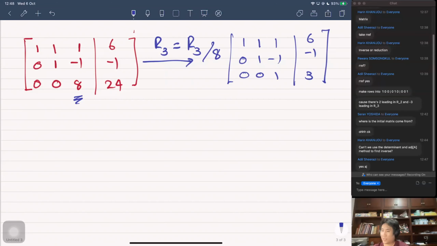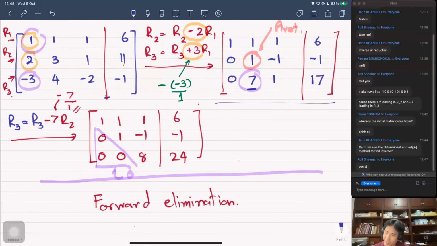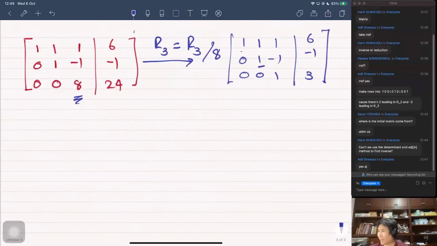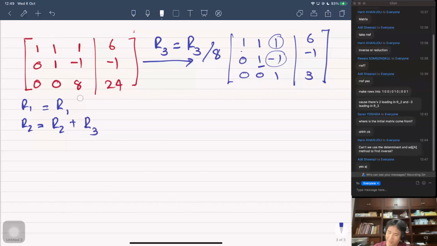So you're guaranteed that all these are 1. And then you can solve it backward. For example, now you want these 2 to be 0. You can have R2 become R2 plus R3. R1 is going to be R1 minus R3, which you're going to need to figure out where the sign comes from, and so on.